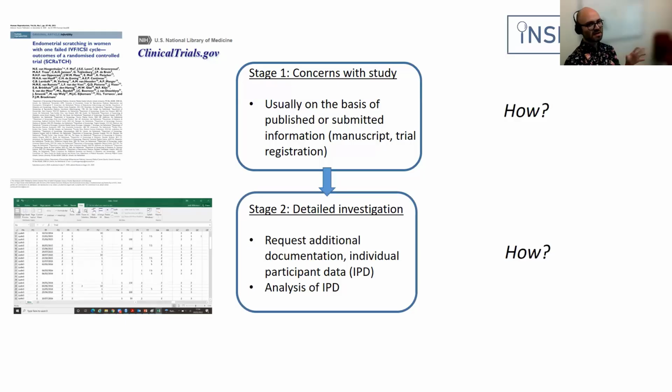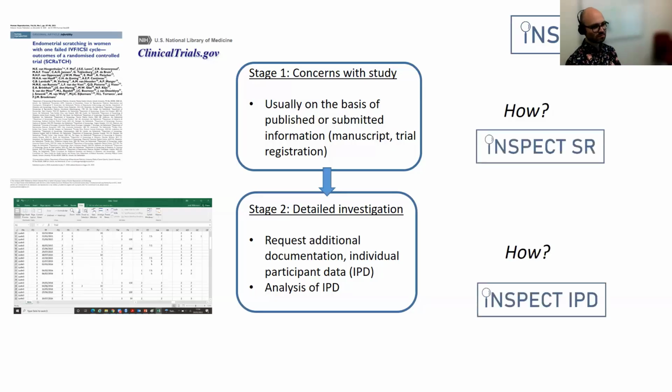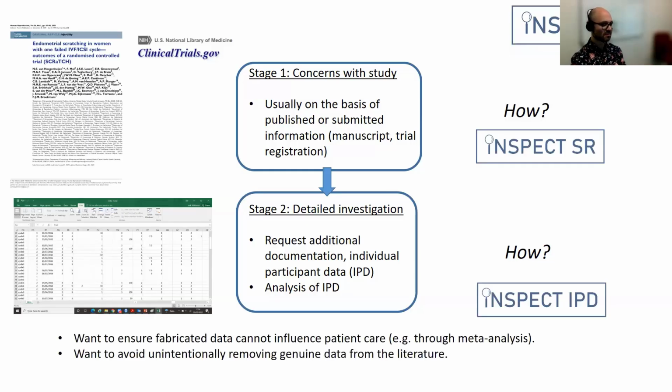For both of these stages, we're really interested in the question of how. How can we do these things well? Recognizing that there are these two stages, we've planned for two versions of the tool. We'll have Inspect SR, which we can apply when we've just got the material available at stage one. And if we can get hold of the IPD, or when the IPD is available, an extension to that, Inspect IPD.